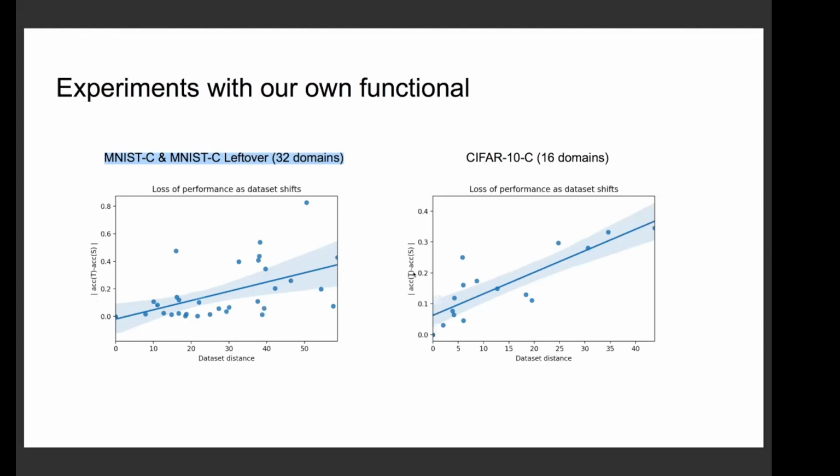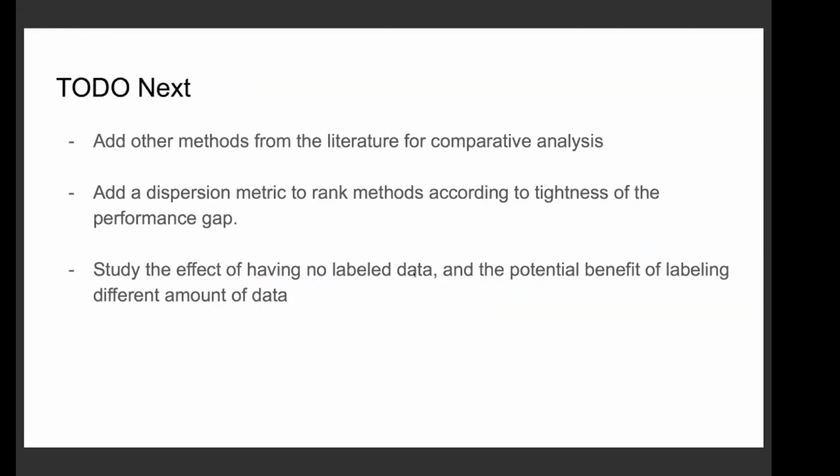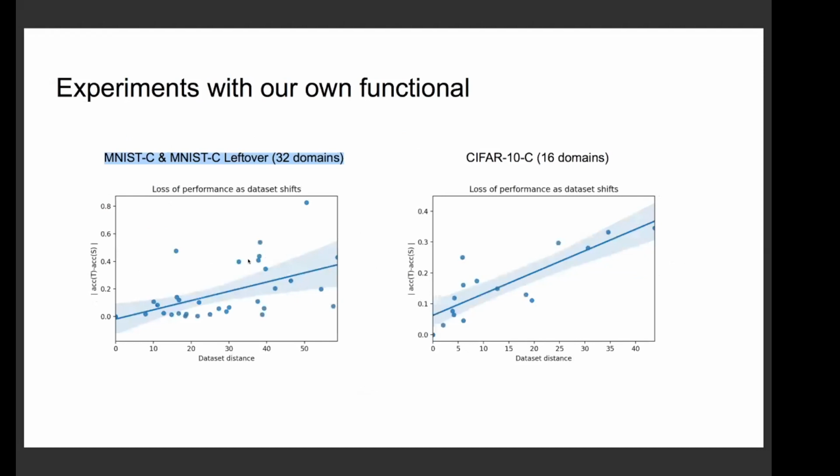We will now discuss what we want to do in this research going forward. We plan to add other methods from the literature for comparative analysis. The other methods have been presented before. And we want to add a dispersion metric to rank methods according to tightness in the performance gap. Our idea is that for each method, we are going to have this kind of linear plot.